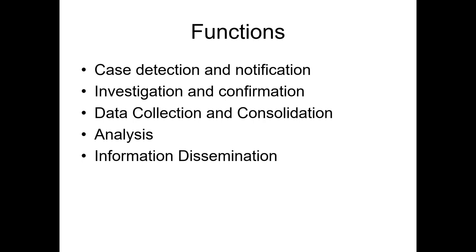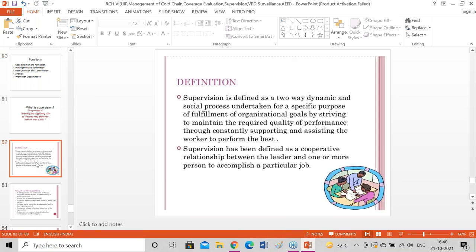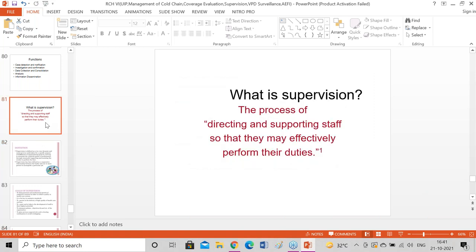Now functions. We have already discussed the function of surveillance. Supervision we have talked about. Now, supervision is a two-way dynamic and social process, okay? For a specific purpose of fulfillment of organizational goals, by striving to maintain the required quality of performance through constantly supporting and assisting the worker to perform the best. So supervision has been defined as a cooperative relationship between the leader and the staff. As you all know, the definition that we had just studied easily summarizes this.